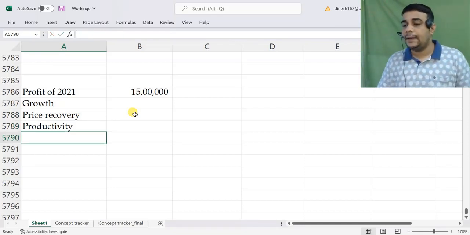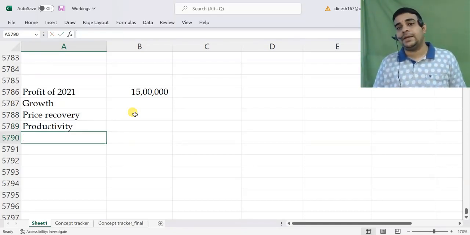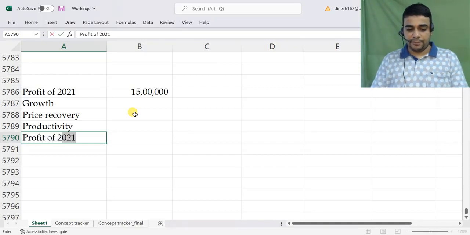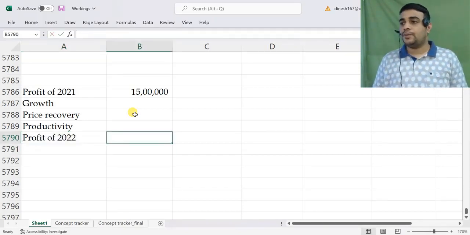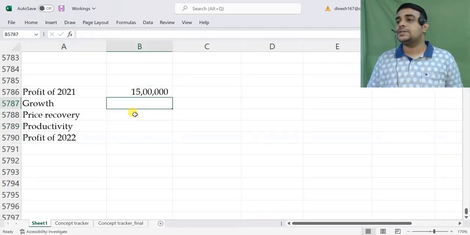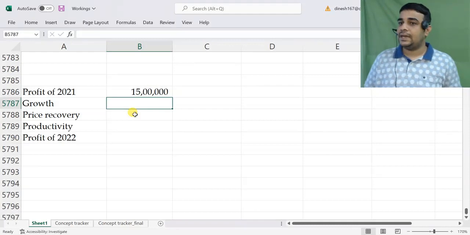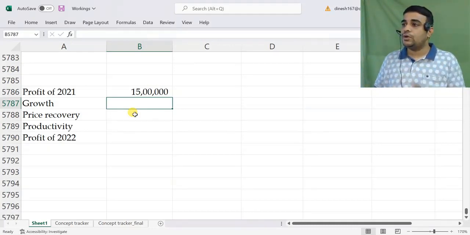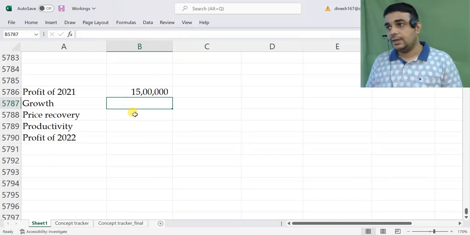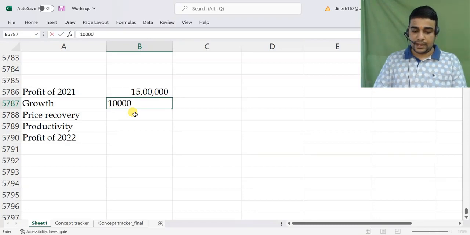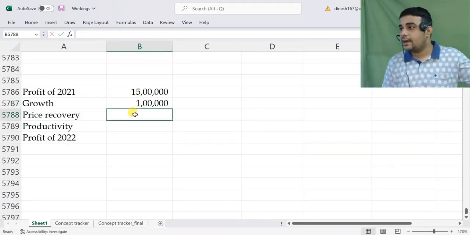Growth, price recovery, and productivity are the three components which can lead to a variation in profits for the company, and you'll end up getting the profit of 2022. In 2022, you could earn more than 15 lakhs, or you could earn less than 15 lakhs. Whatever variation is happening is because of three reasons. One is either the company sells more or sells less. If you sell more, growth will have a favorable component. If you sell less, growth will have an adverse component. So because of growth, I'm making an extra 1 lakh profit.